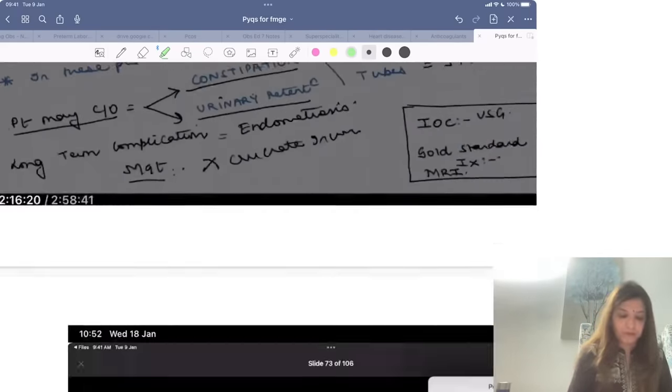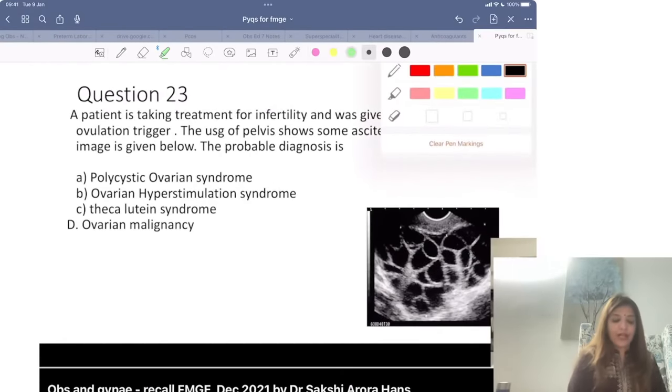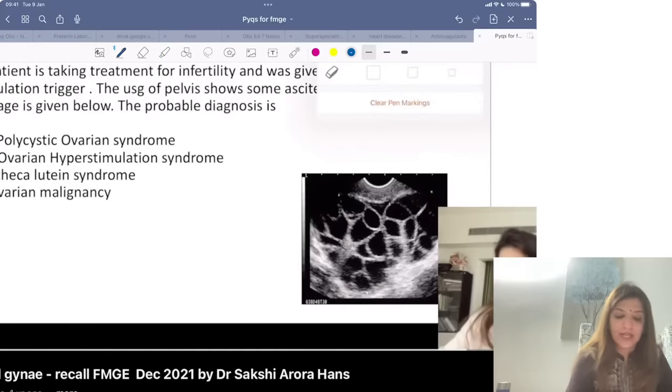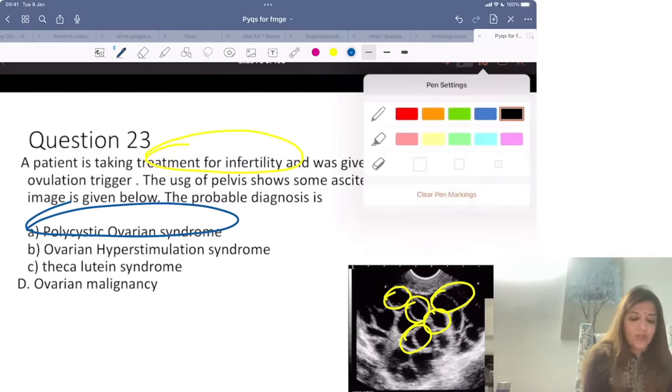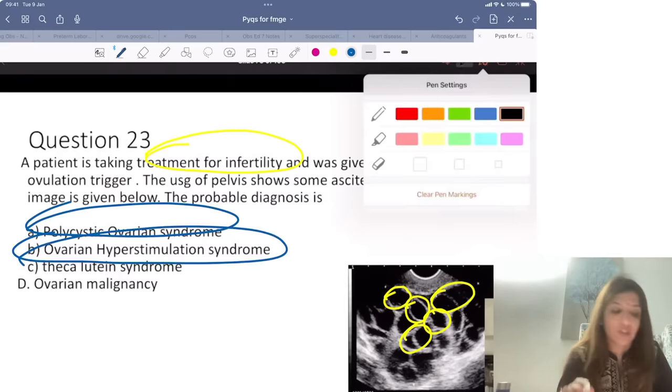Right? Okay. Next question. A patient is taking treatment for infertility and was given an ovulation trigger. The ultrasound of the pelvis shows some ascites and image is given below. The probable diagnosis is. Now, in this question, what you are seeing? You are seeing that you are getting big follicles inside the ovary, number one. Number two, they are saying that patient was taking some treatment for infertility and now once the ovulation trigger was given, she had big follicles inside the ovary. Now I am confused. It can be a case of PCOS or it can be a case of ovarian hyperstimulation syndrome.